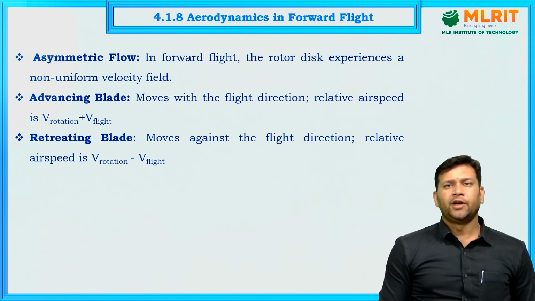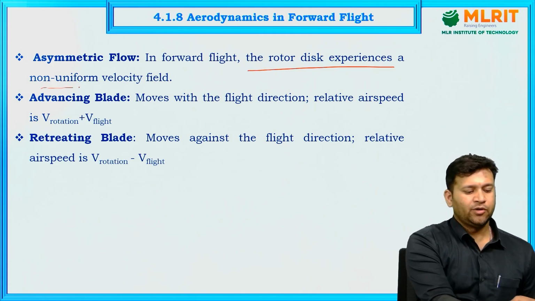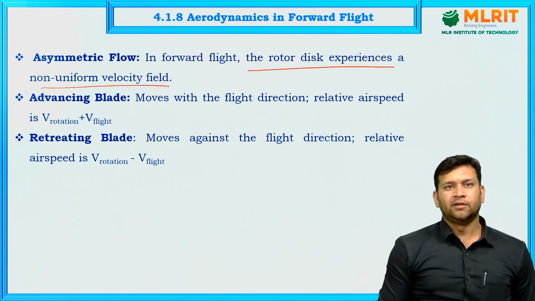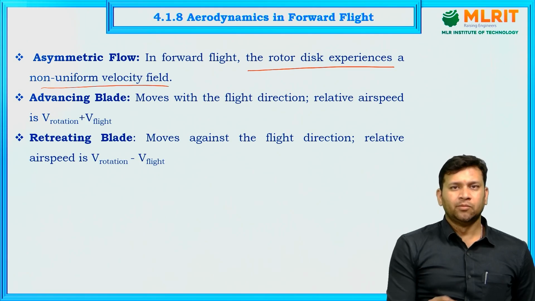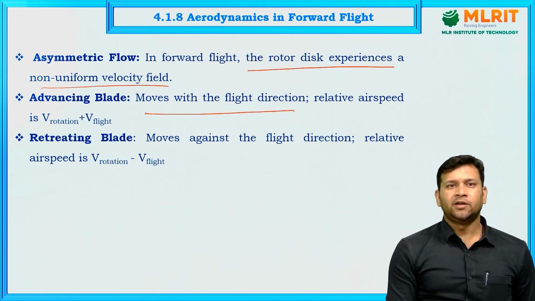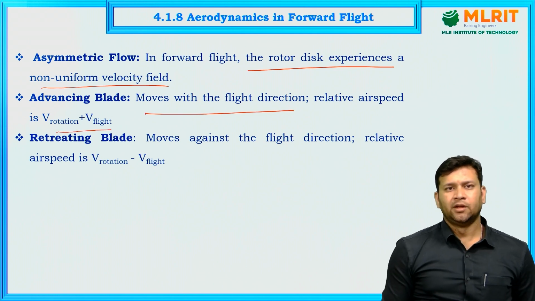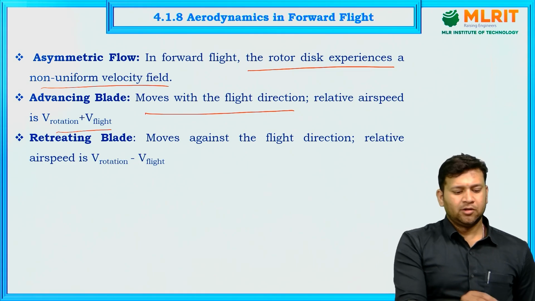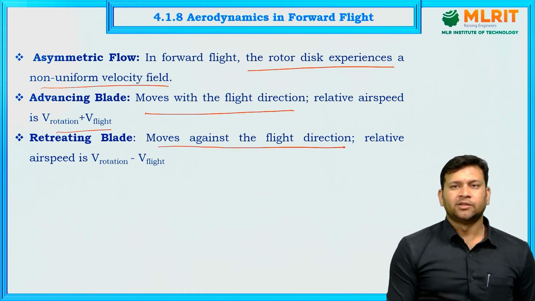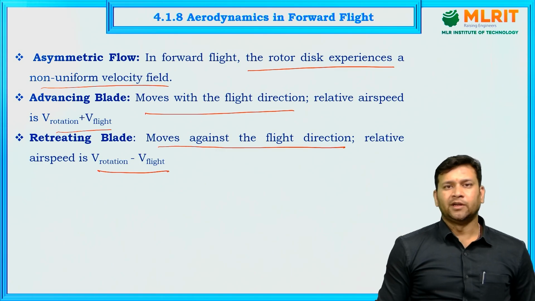Asymmetric flow. In forward flight, the rotor disc experiences a non-uniform velocity field. The advancing blade moves with the flight direction, and the relative airspeed is v rotation plus v flight. The retreating blade moves against the flight direction, and the relative airspeed is v rotation minus v flight.